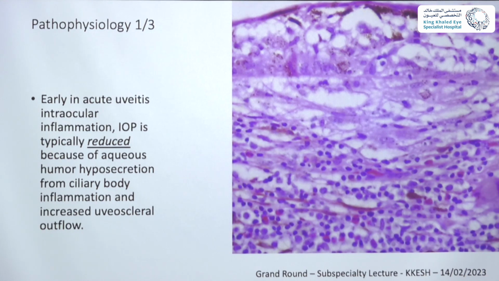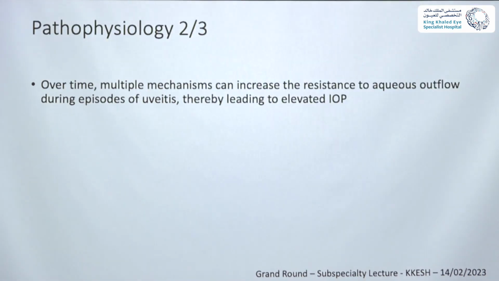And this individual, what do you think his condition would be? The cornea, anterior chamber? Keratic precipitates, yes, that's right. And also anterior chamber cellular reaction. Okay, so initially we said there's a reduction of IOP. Over time, there are multiple complex mechanisms that raise the resistance to aqueous outflow, and therefore these patients would suffer from elevated IOP.